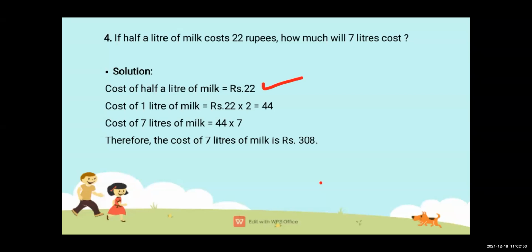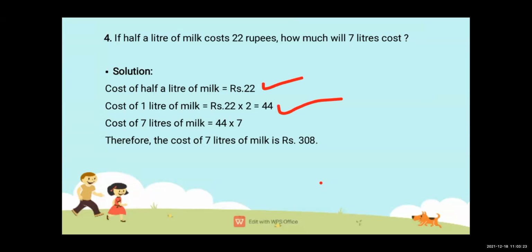Now, if half liter is 22, आधा लीटर अगर 22 में है, तो 1 लीटर कितना का होगा? 22 का डबल. What will be the 1 liter milk? 1 liter milk will be 22 double. That means 22 should multiply by 2. It becomes 44. 22 twos are what? 44. 1 liter milk का कॉस्ट कितना मिला हमको अभी? 44. What we have to find out?